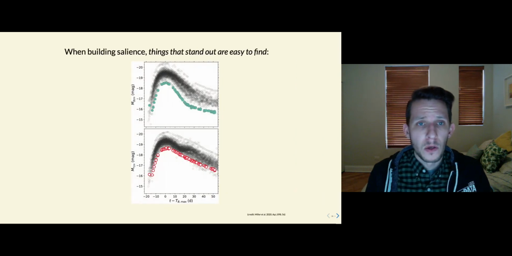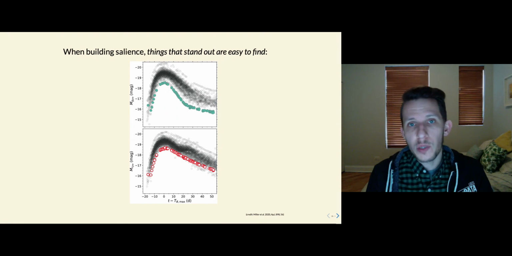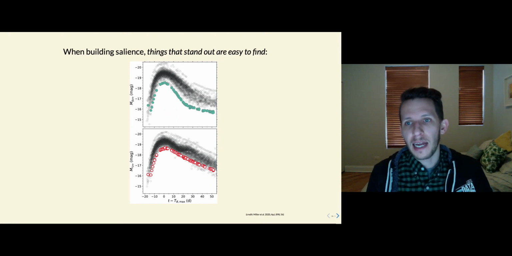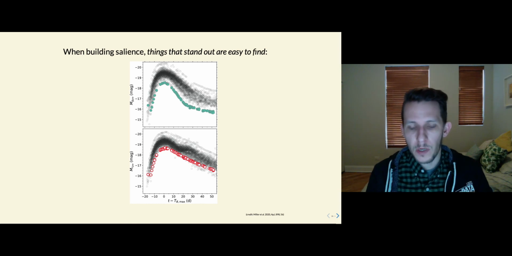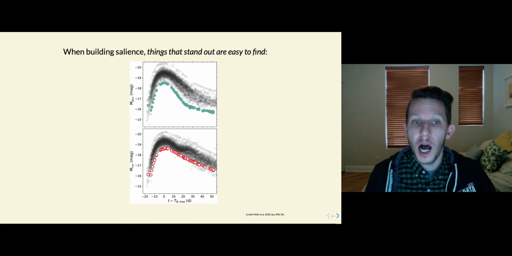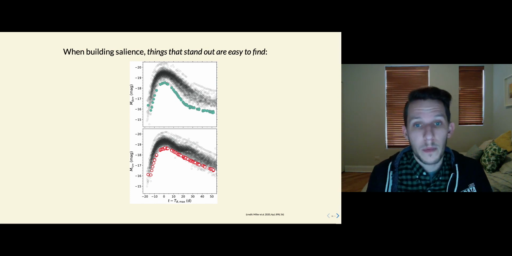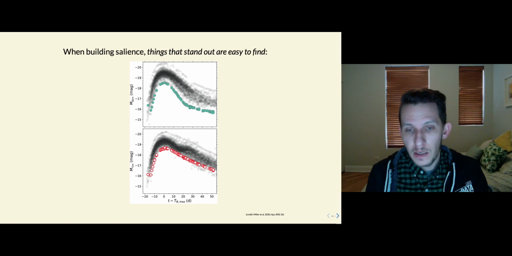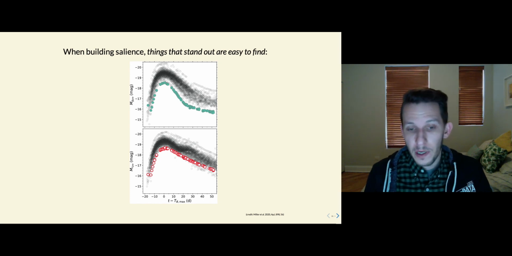Okay. So one other point in closing here. When building salience, things that stand out are easy to find. So here's a recent paper, a figure from a recent paper that I wrote, and I actually think that this is on the verge of being a perfect visualization in the sense that it is simple and it is effective, and you might want to make some minor aesthetic changes, but otherwise this clearly tells a story, right? So what do we see here? We have, again, a light curve.